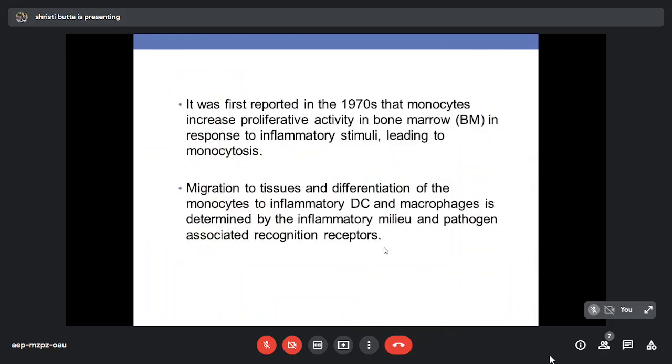It was first reported in the 1970s that monocytes increase proliferative activity in the bone marrow in response to inflammatory stimuli, leading to what is referred to as monocytosis. Migration into tissues and differentiation of monocytes to inflammatory dendritic cells, or for that matter macrophages, is determined by the inflammatory milieu and the macrophage and pathogen-associated recognition receptors.